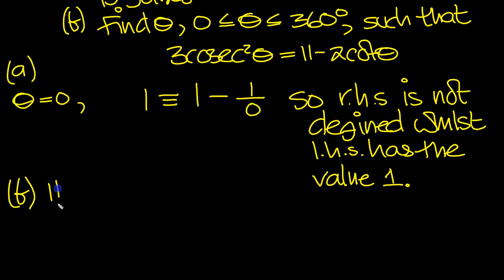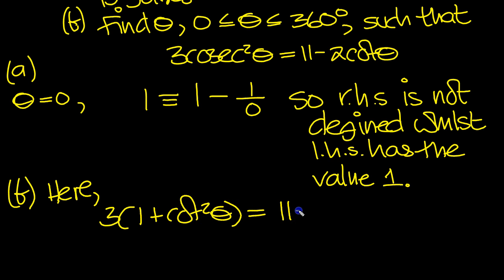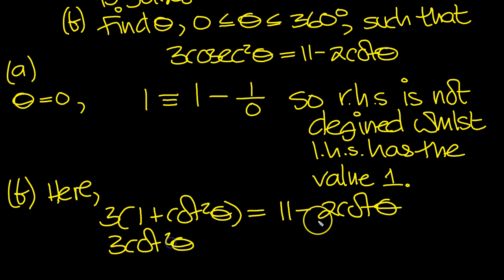So here, 3 of 1 plus cot squared theta is equal to 11 minus 2 cot theta. Expand the bracket, 3 cot squared. Move this over to be plus 2 cot theta. We've got a 3 when we expand the bracket. Move the 11 over to minus 11. 3 minus 11 is minus 8.